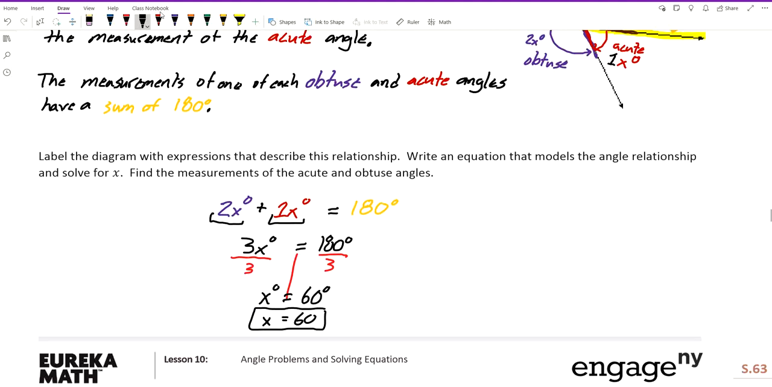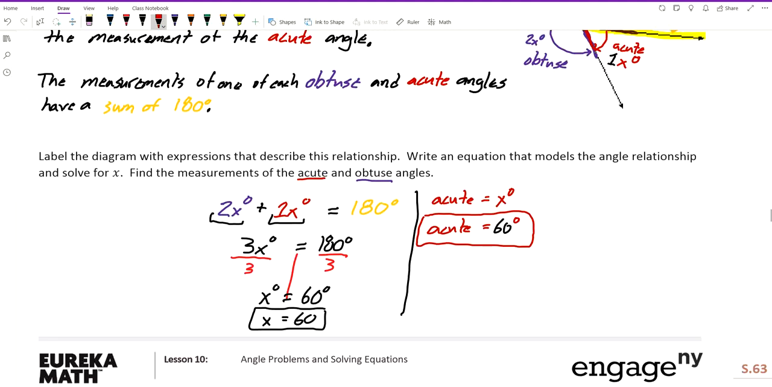It says find the measurements of the acute and the obtuse angles. So let's do the acute first. Over here, we saw, let me just draw a little line to organize this. The acute angle was equal to x degrees. So the acute angle equals 60 degrees, because x equals 60, the acute is just whatever x equals. So there we go. Step one of our last final step is done. We got the acute angle is 60 degrees.